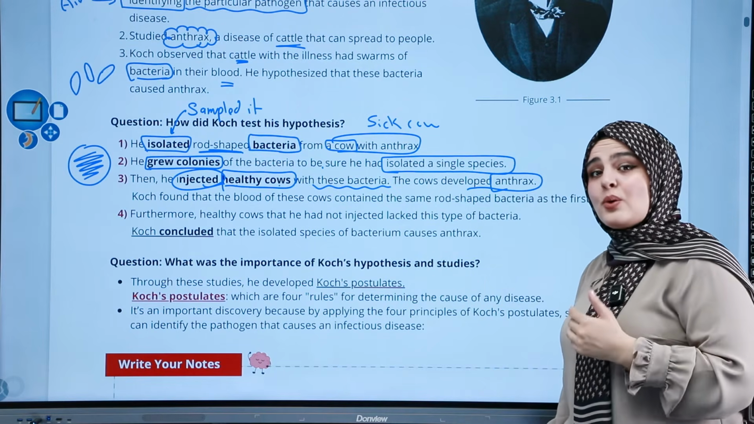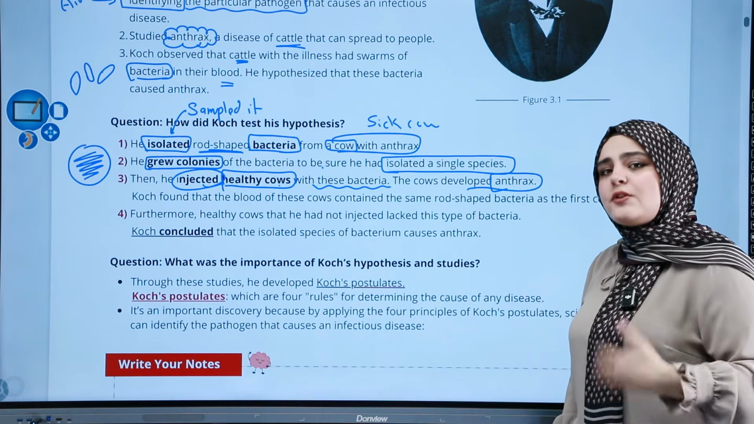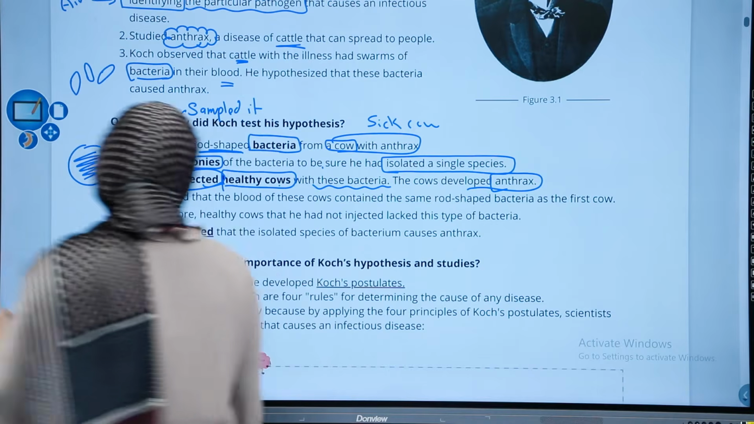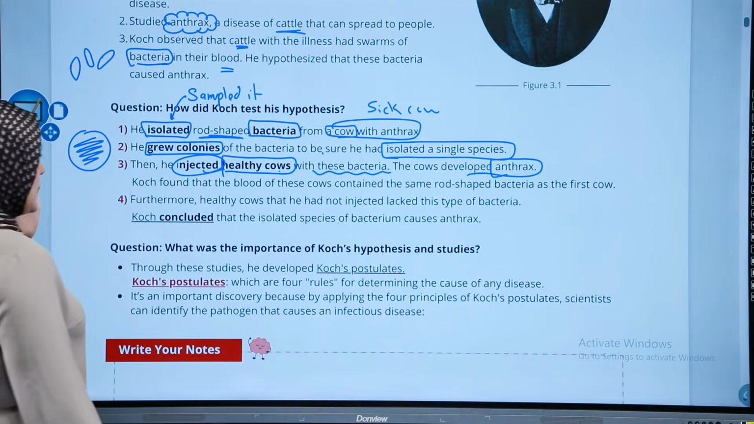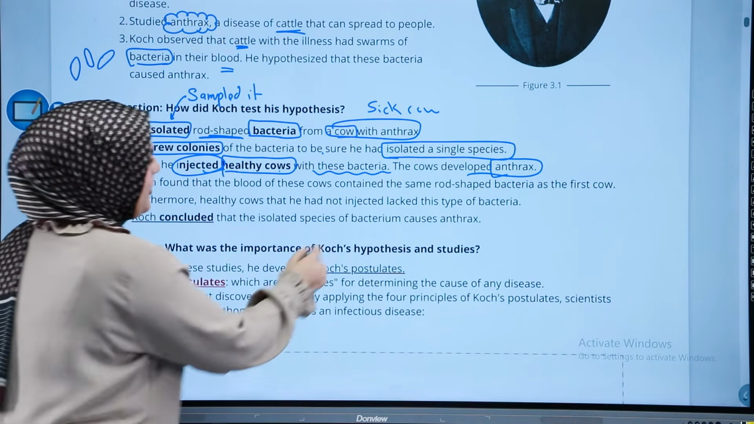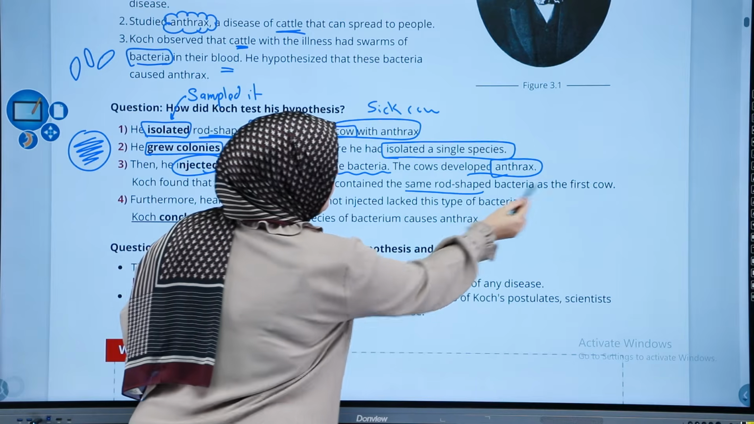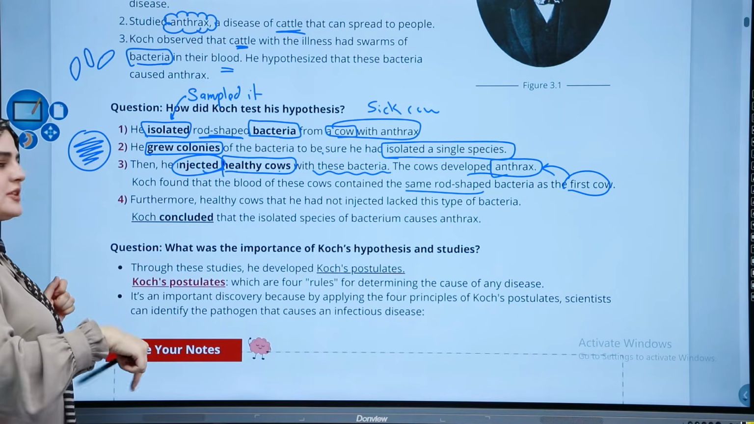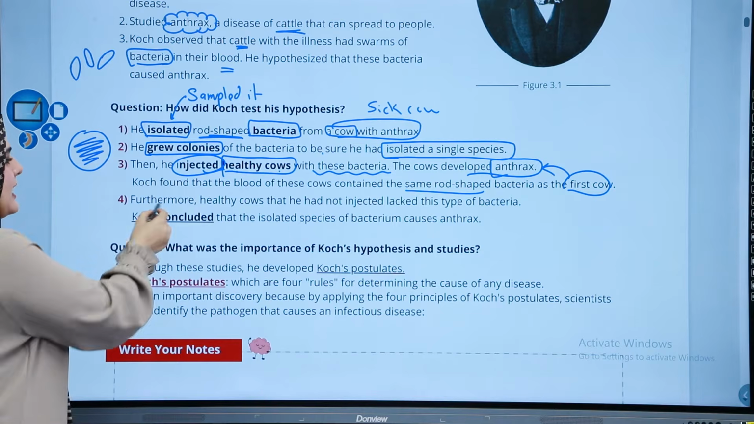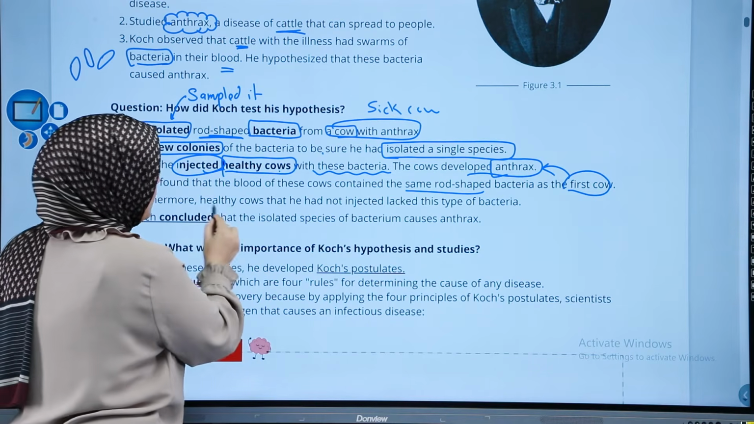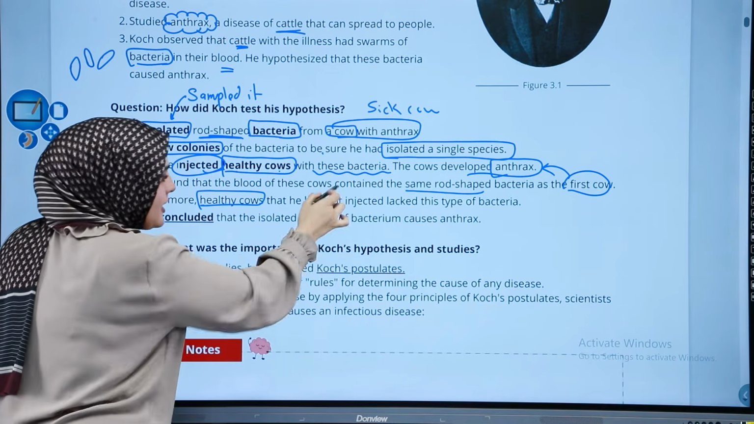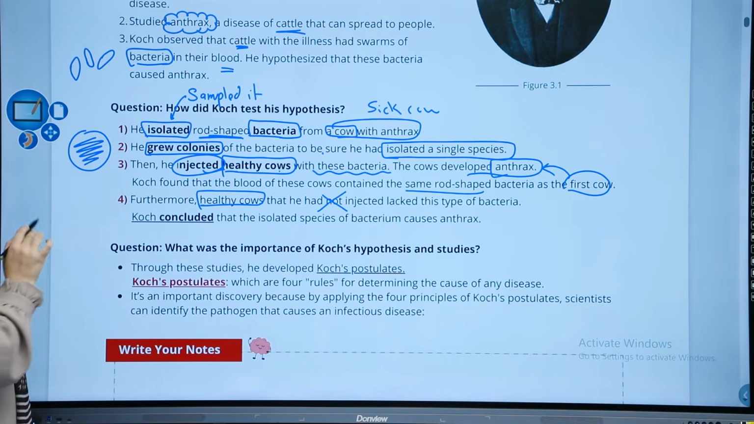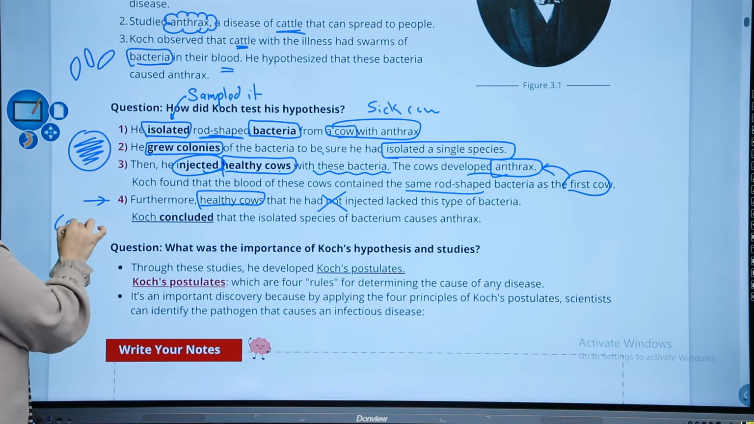It was the bacteria who caused anthrax. To further analyze and make sure exactly this happened, what did he do? He checked that the same bacteria was in the first cow, exactly here, and the same disease was developed, which is anthrax. And in the fourth one, the healthy cow that was not injected at all, they did not develop anthrax. They used this as a control group.